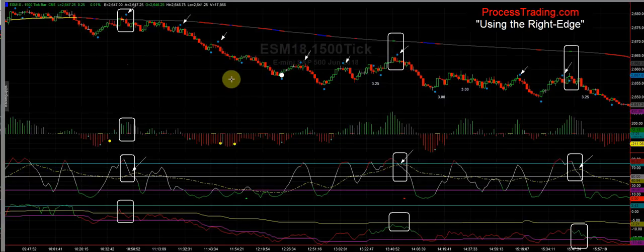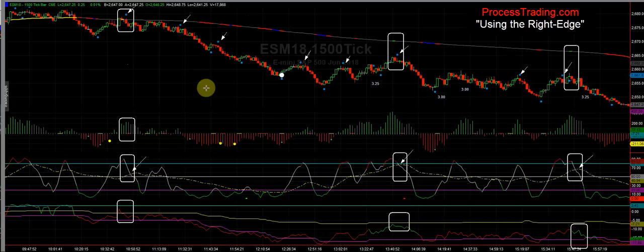Now, on ProcessTrading.com, you have two types of trading: trend trading, which is above these three discretionary indicators here. It consists of the price bars and the process trading VWAP line. And then you have discretionary trading facilitated by the three indicators below the price bars, the discretionary indicators.